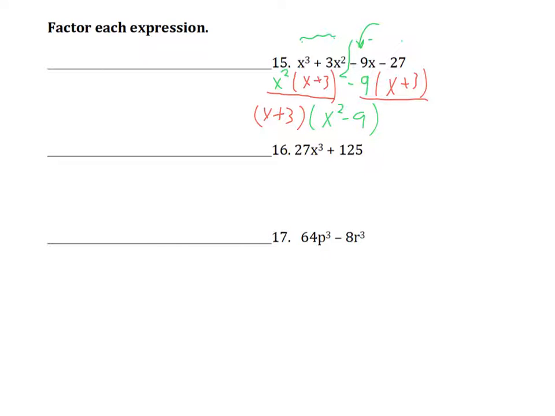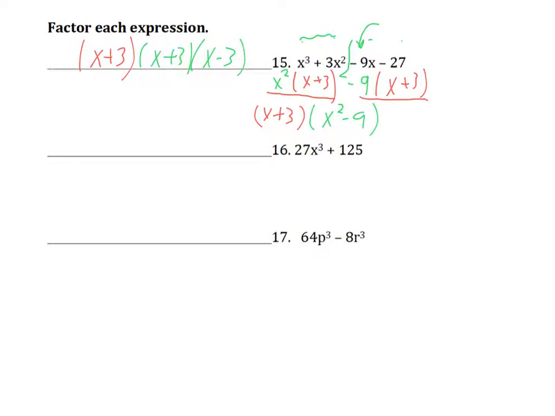Now, the x plus 3 is factored all the way, but the x squared minus 9 isn't. In fact, it's a difference of two squares. So we can rewrite the x squared minus 9 as x plus 3 times x minus 3. The x plus 3 in red is still part of the factorization, so now it's completely factored.